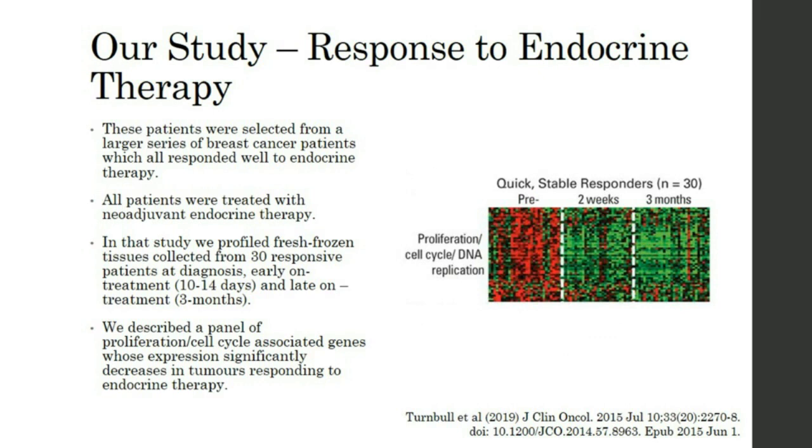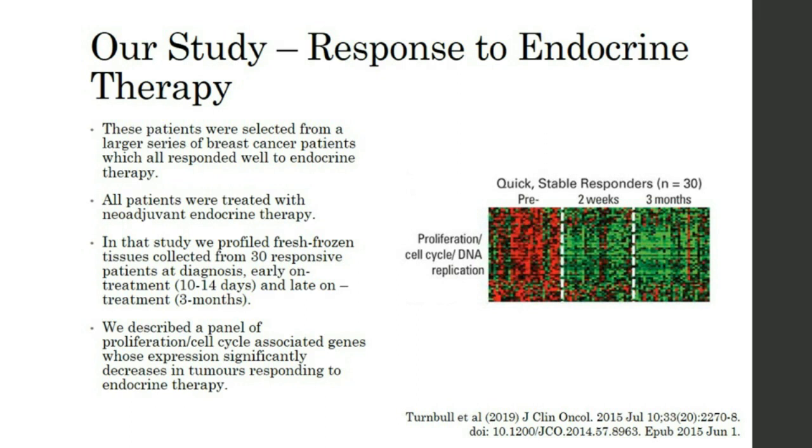So if we think about the response to endocrine therapy, these 11 patients I'm going to talk about were selected from a much larger group of about 30 patients who all received the same therapy, and they all responded well to endocrine therapy. And what we defined in our study in 2015 is a series of genes, 42 proliferation genes, the expression of which reduces very early on endocrine therapy. So we can see a 2-week reduction, and the gene expression stays low at 3 months.